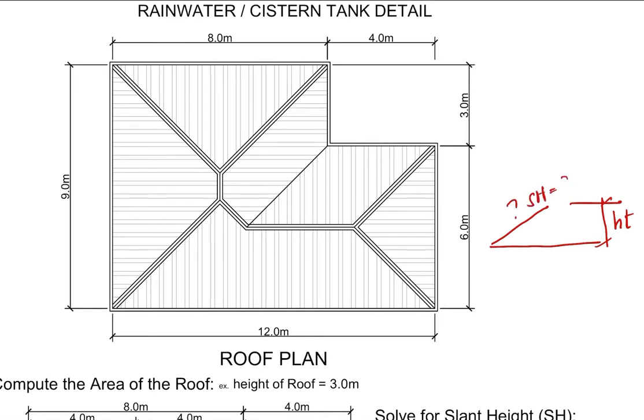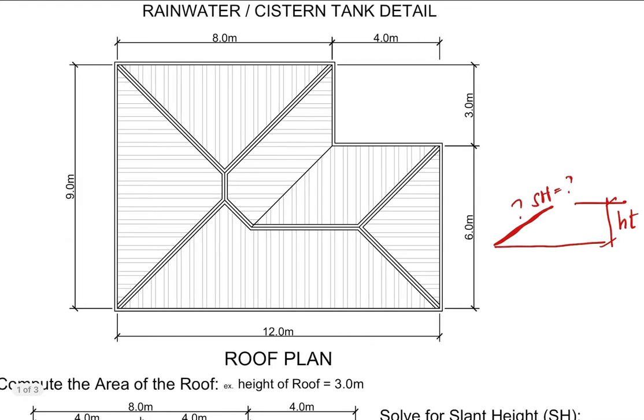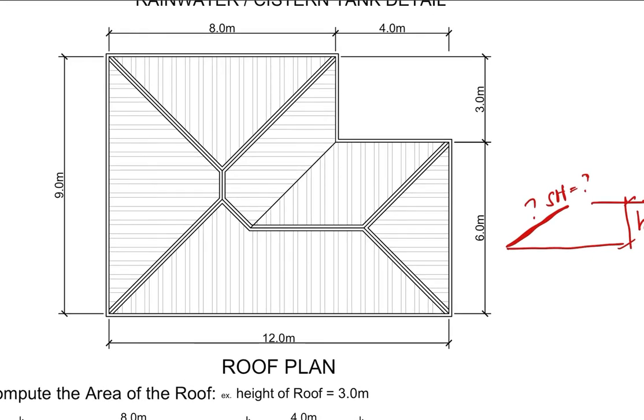Okay, so in computing the area of the roof, not just the flat roof, it should be the slant height of the roof to be determined. But first, before you compute the slant height, you subdivide your roof plan into regular shapes. For example, for this roof, I have here a triangle for this one.